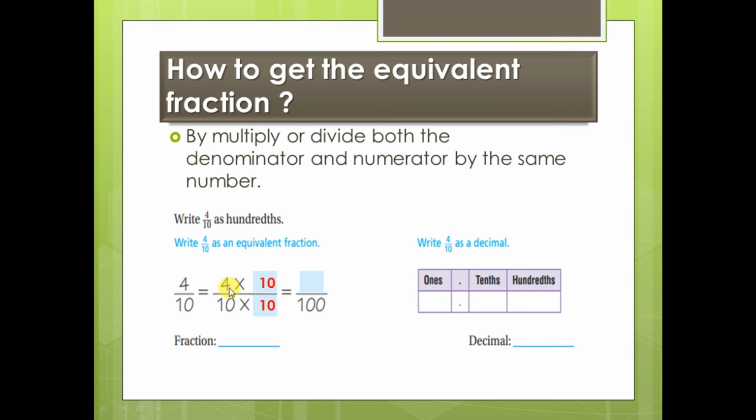Now let's multiply. 4 times 10 is equal to 40, and 10 times 10, put the zeros, 2 zeros, and 1 times 1 is 100. Now the number is 40 hundredths. This means I should put 40 hundredths here. Now the decimal becomes 0.40, or the fraction will be 40 over 100. Now I got the equivalent decimal of it and the equivalent fraction of it.